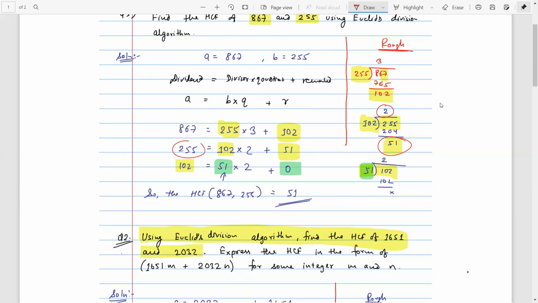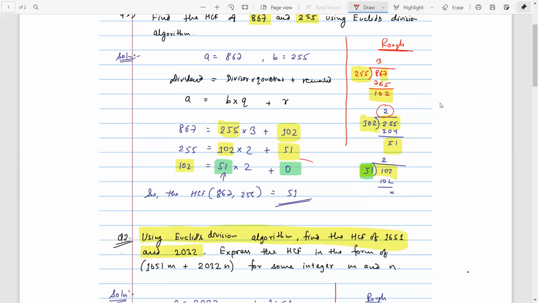That is, 255 can be written as 102 into the quotient 2 plus the remainder 51. And like I said, take the previous divisor as the dividend and the previous remainder as the divisor. So this time we have to divide 102 by 51. And lucky for us, 102 will get divided by 51 exactly 2 times and there will be no remainder. So the remainder becomes 0. So 102 will be equal to 51 times 2 plus 0.